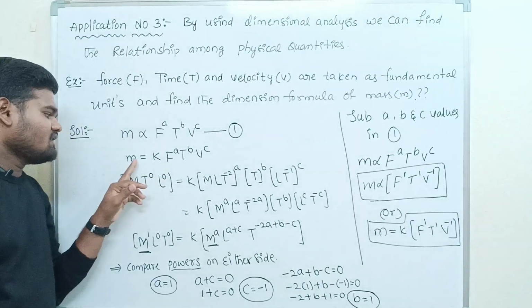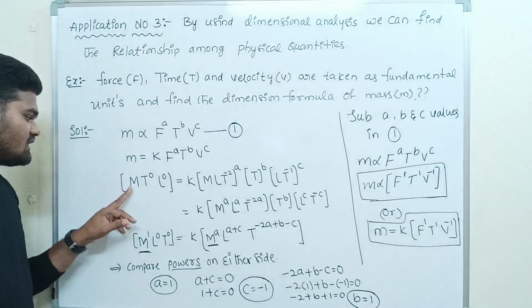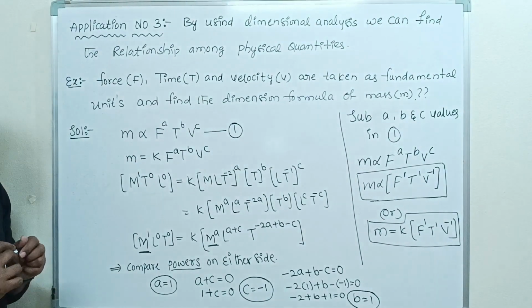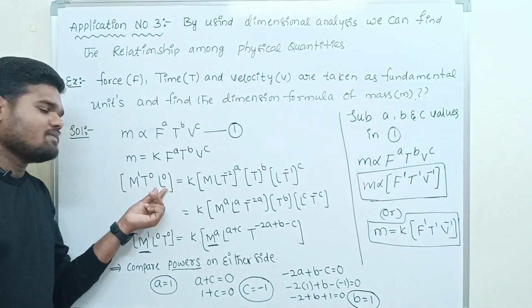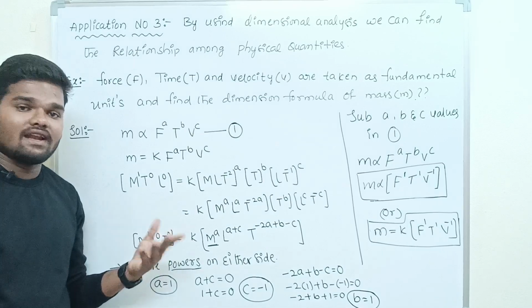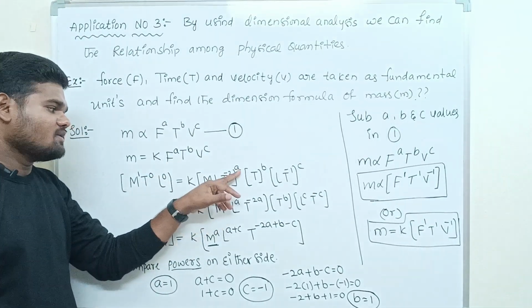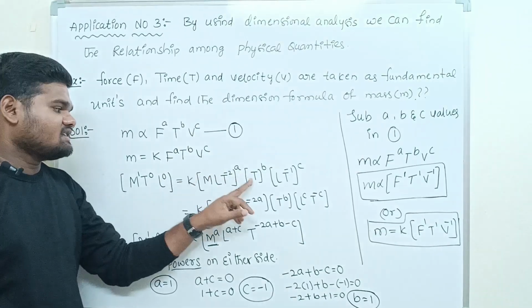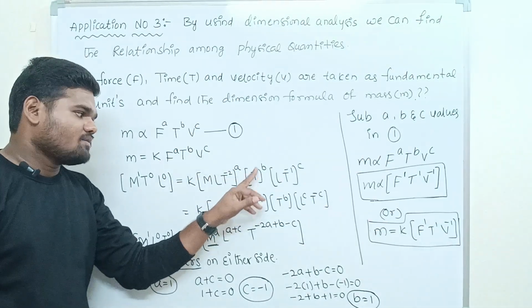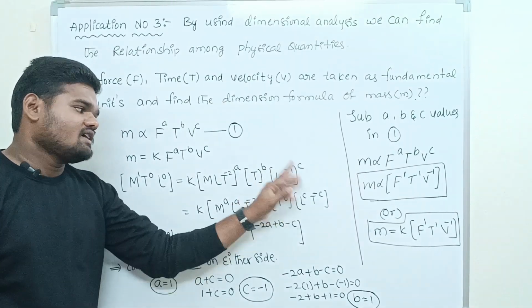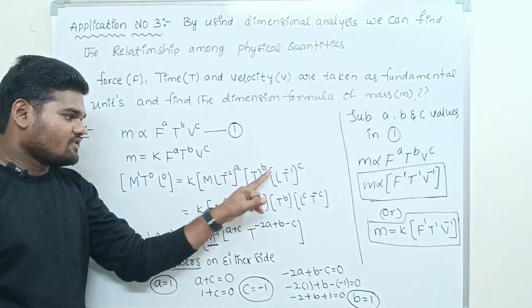What is the dimensional formula of mass? M power 1. The dimensional formula of M is M power 1, T power 0, L power 0, because there is no presence of L and T. F means force. This is the dimensional formula of force, power A. T, this is the dimensional formula for time, power B, and velocity is distance by time. This is the dimensional formula for velocity, power C.